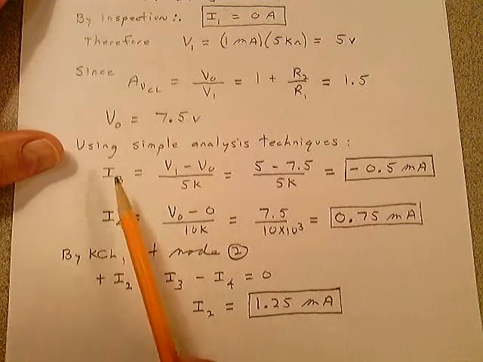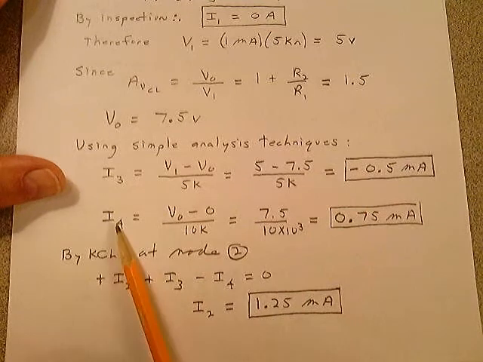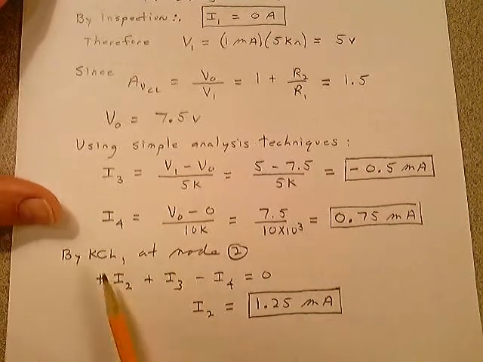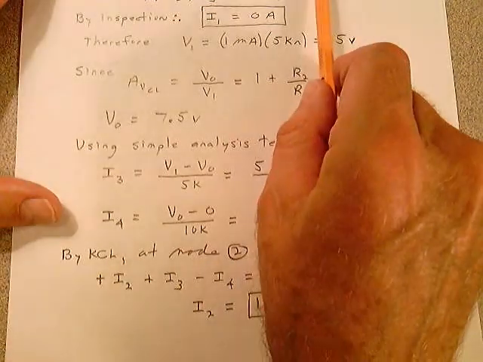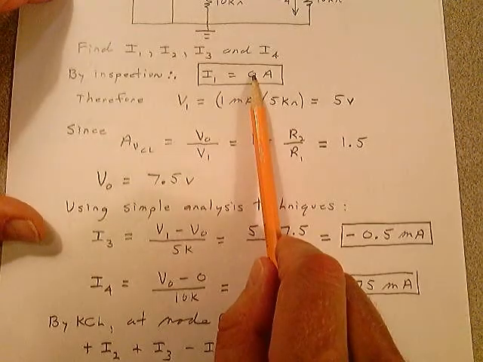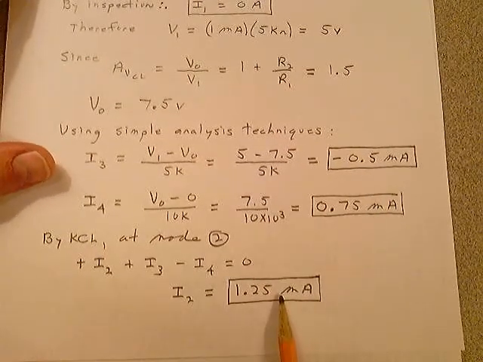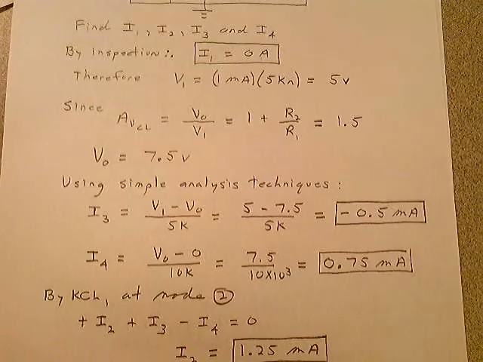I can find I3 very easily. It's a negative 0.5 milliamps. I can find I4 very easily. And then by Kirchhoff's current law at node 2, I can find I2 very easily. They're the answers: I1, there's I3, there's I4, and there's I2. You should be able to work that problem as well.